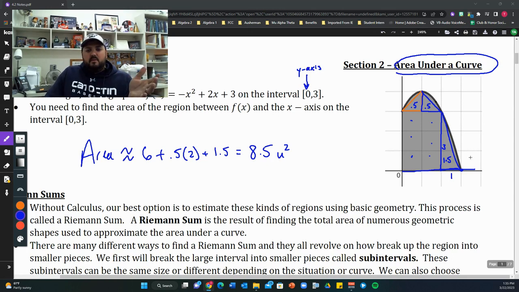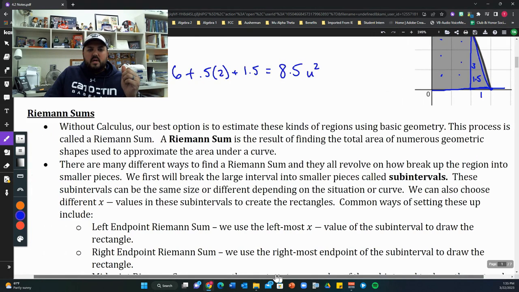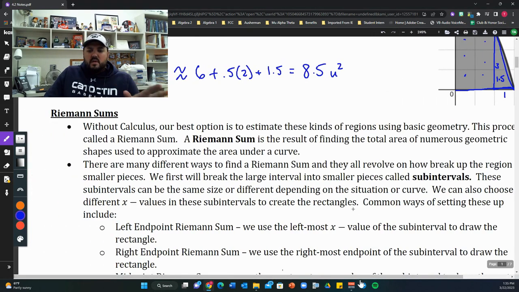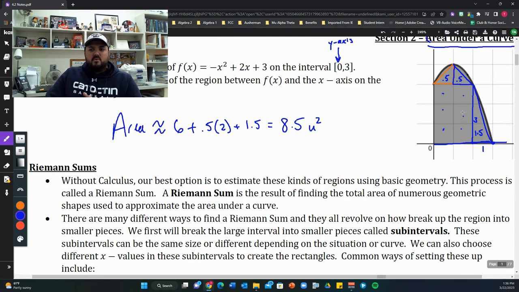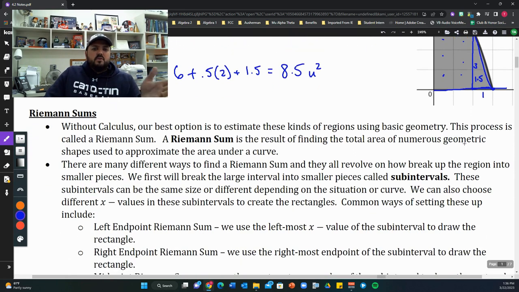So the method, or the way that we do this, is through something called Riemann Sums. So again, without calculus, our best option is to estimate these kinds of regions using basic geometry. This process is called a Riemann sum, named after the guy who figured all this out. So a Riemann sum is the result of finding the total area of numerous geometric shapes used to approximate the area under that curve. So again, this was a very basic example of that, but for this case, I used squares and triangles. Now, using different shapes all combined together is one way to do it, but it's not the most efficient way to do it.